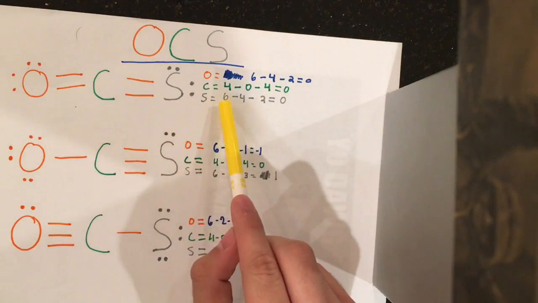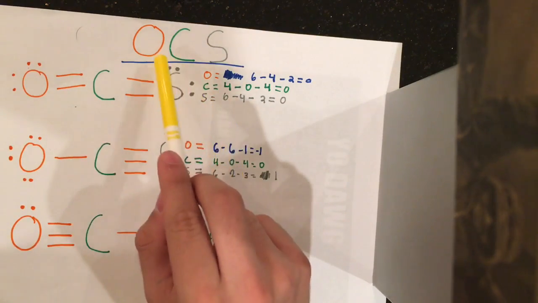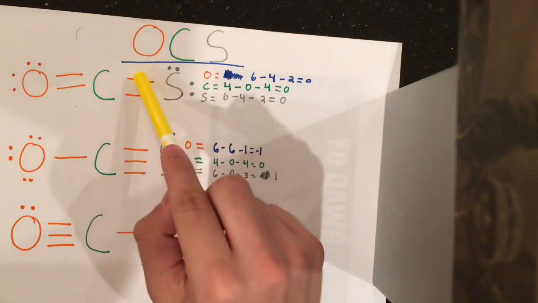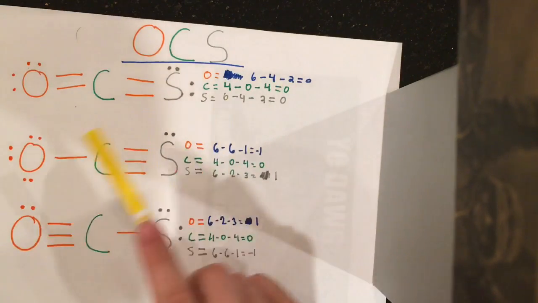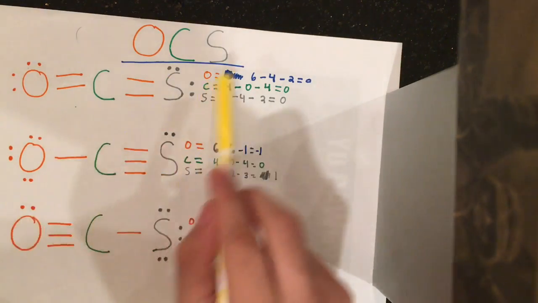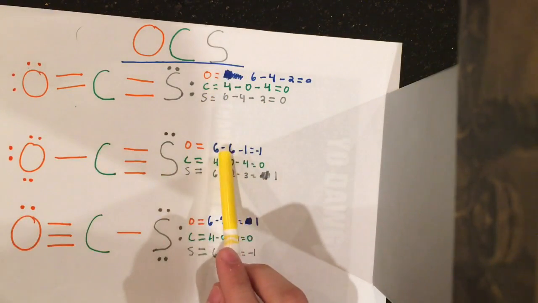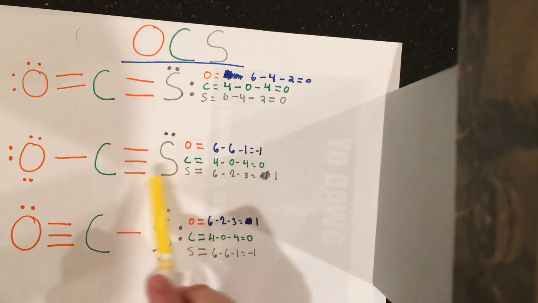Then for sulfur, it has 6 valence electrons, minus the amount of non-bonding electrons, and that's going to be 1, 2, 3, 4, minus the amount of bonding, 4 divided by 2, and then you're going to get 0. Alright, as soon as you figure out how to do the first one, it's going to be a lot easier to do the rest. So, oxygen is going to have 6 valence electrons, minus 6 non-bonding, and then minus 1 bonding electron. That's going to equal -1.